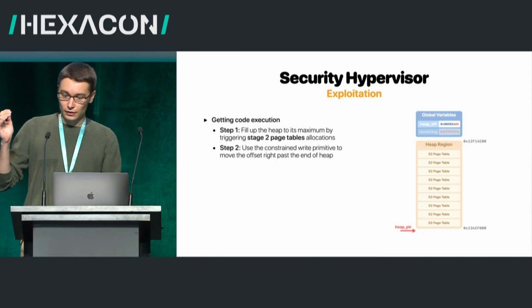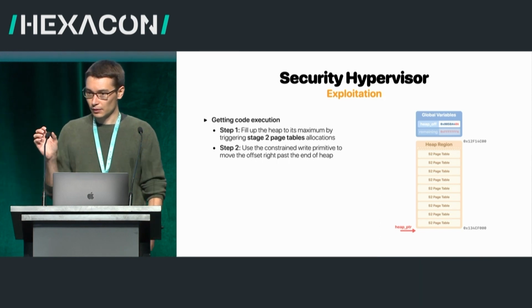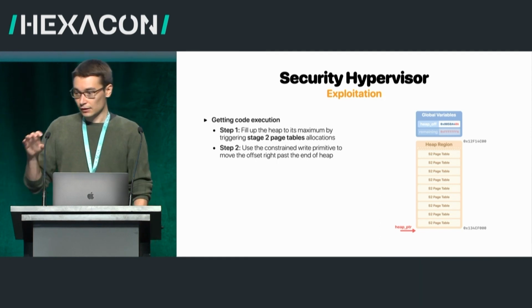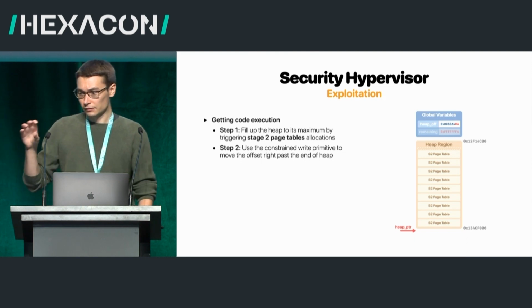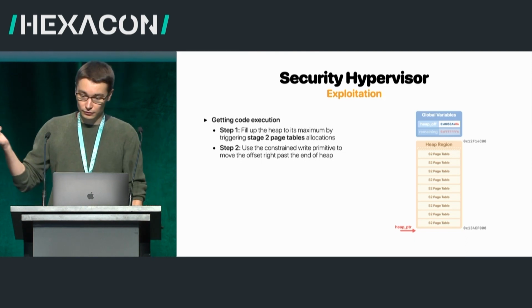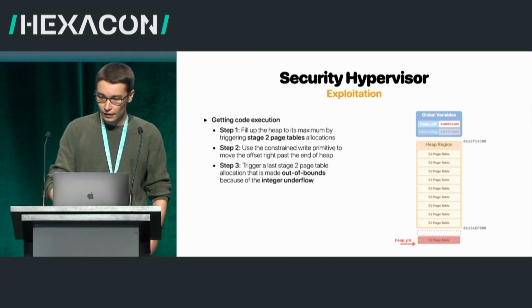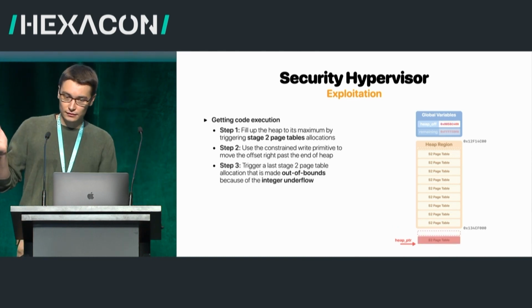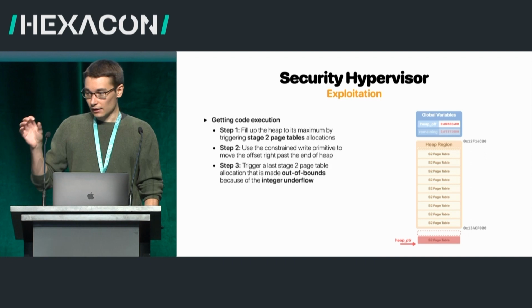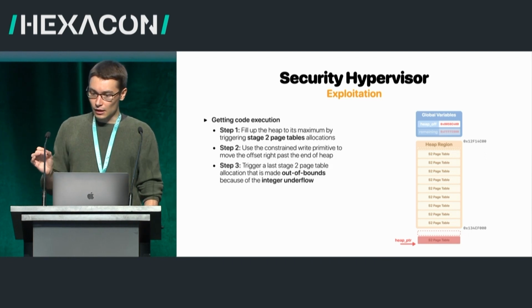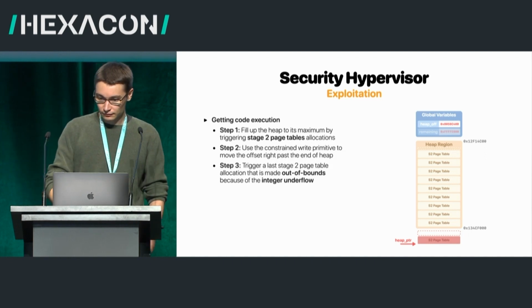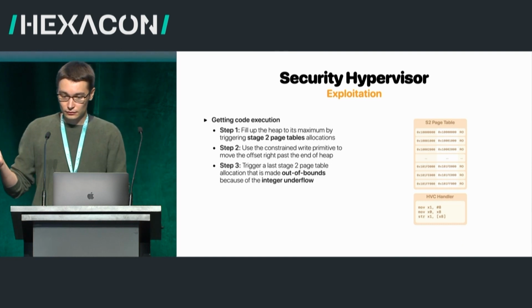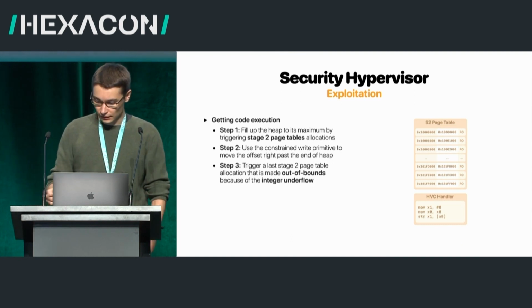Then we use our write primitive to bump the heap offset right past the end of the heap. So in practice, we just override its least significant byte with 0xa. And now when we trigger one last stage 2 page table allocation, it will be made out of bounds and in our kernel accessible region. And now that we've got a writable stage 2 page table, it's basically game over.